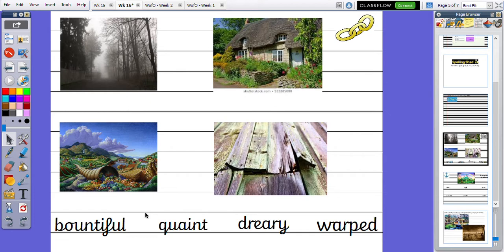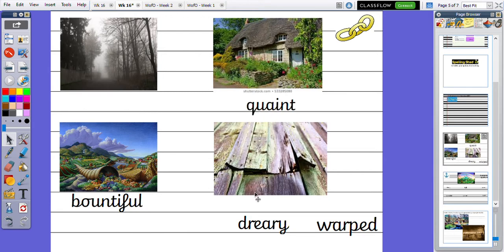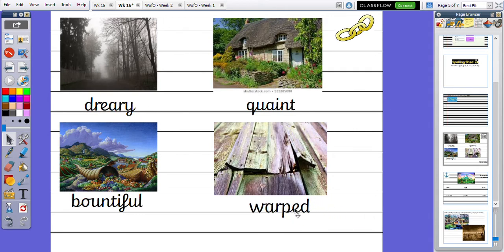And then we've got warped. So warped means when something's quite out of shape or has been bent slightly or something has been changed. Okay, so hopefully you matched bountiful to this picture here, quaint to this picture here, dreary to this picture here, and warped to this one.